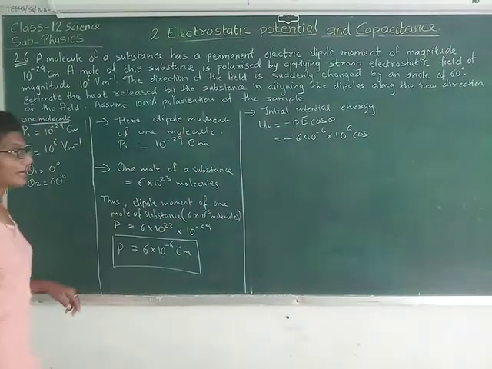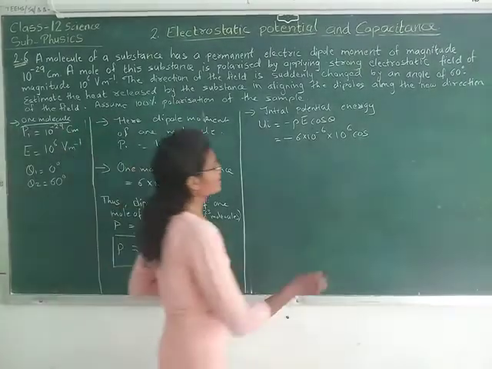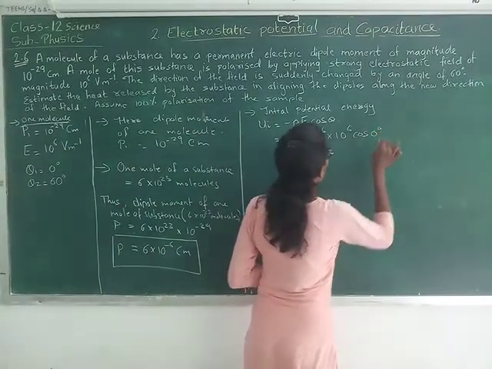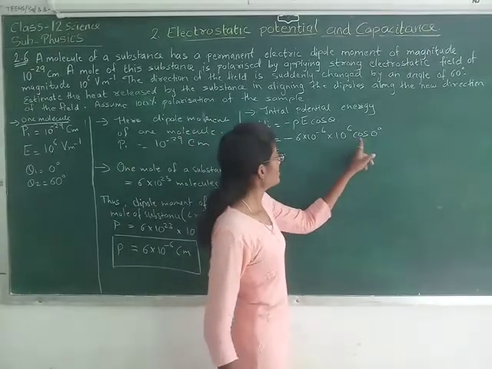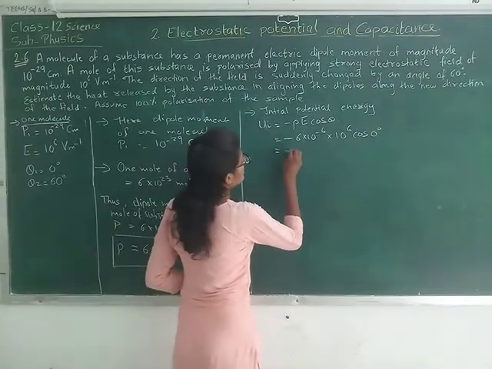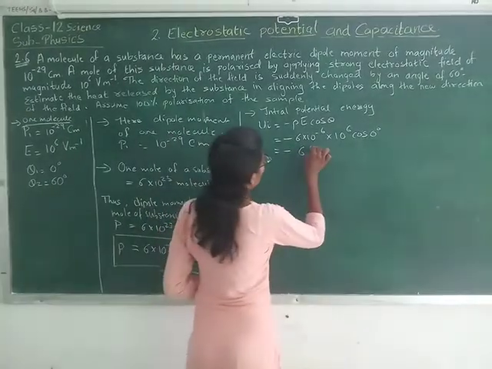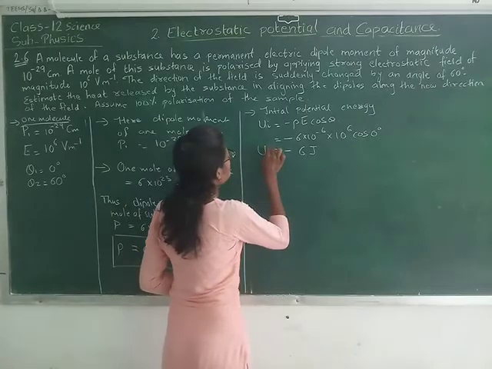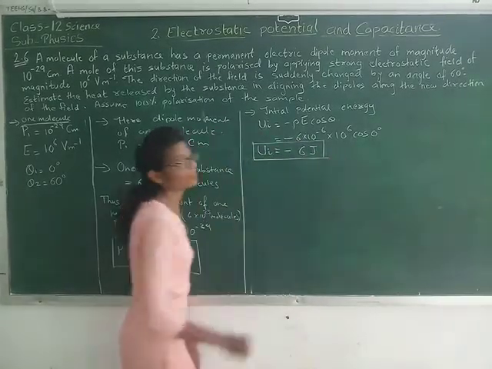Initially the dipole moment and electric field are aligned, right? So let us write the angle as cos 0 degree, that is 1. So it becomes 6. Here minus and plus get cancelled. So it is minus 6 joule. So the initial potential energy is minus 6 joule, right?